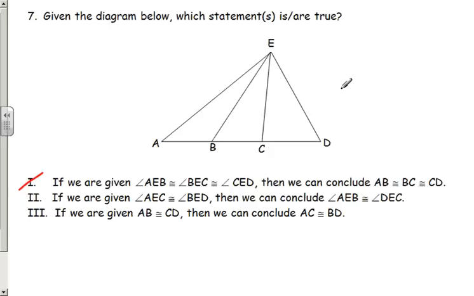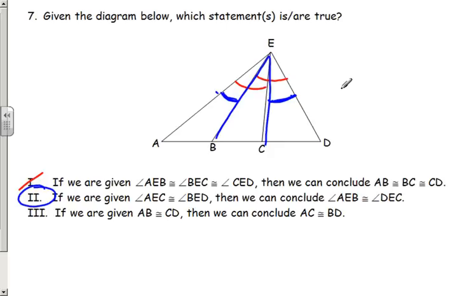Number 2, if we are given that angle AEC, so that's this big angle, is equal to angle BED, then we can conclude that angle AEB is congruent to angle DEC. And that actually is true. That is a property that we learned. That is a straightforward subtraction property. You've got big angles, you subtract the same angle from each of them, and what you're left with are smaller parts that are going to be congruent. The differences are congruent. So if the same angle is subtracted from congruent angles, then the differences are congruent.